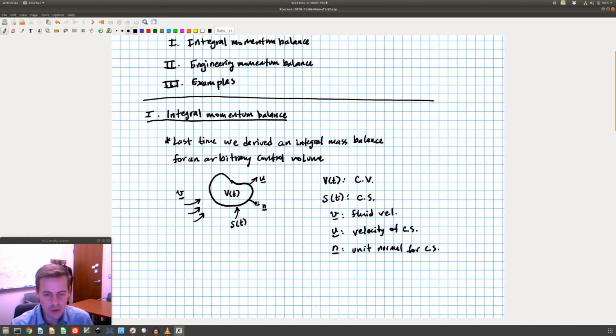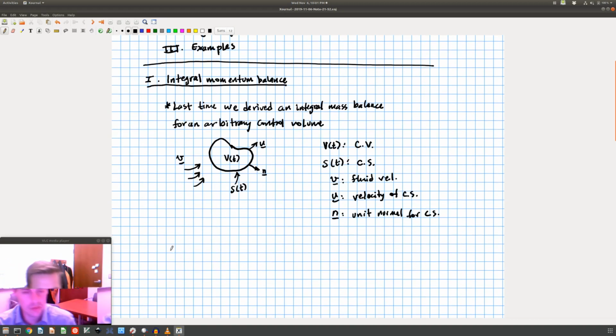It has a unit normal, that control surface, which is n. Here, the unit normal for the control surface, and that control surface can be moving with some velocity u. Along with that, there is the fluid velocity v that is interacting with the system. And with all of this together, I justified at least and wrote down an integral mass balance. So the integral mass balance looked like this.